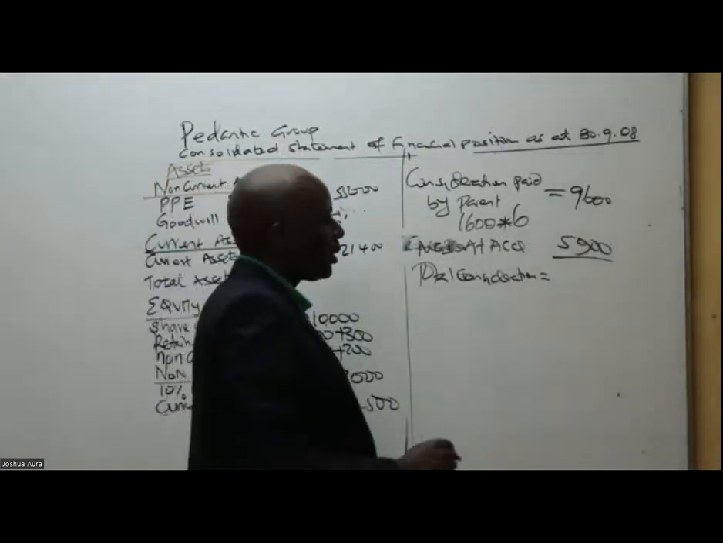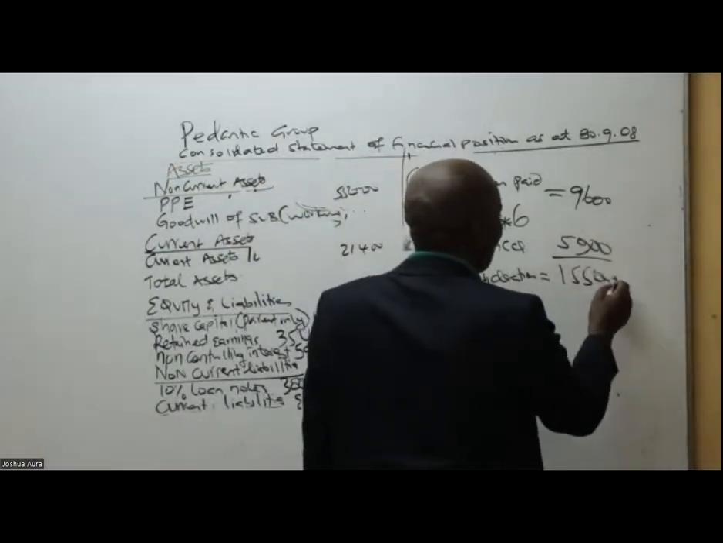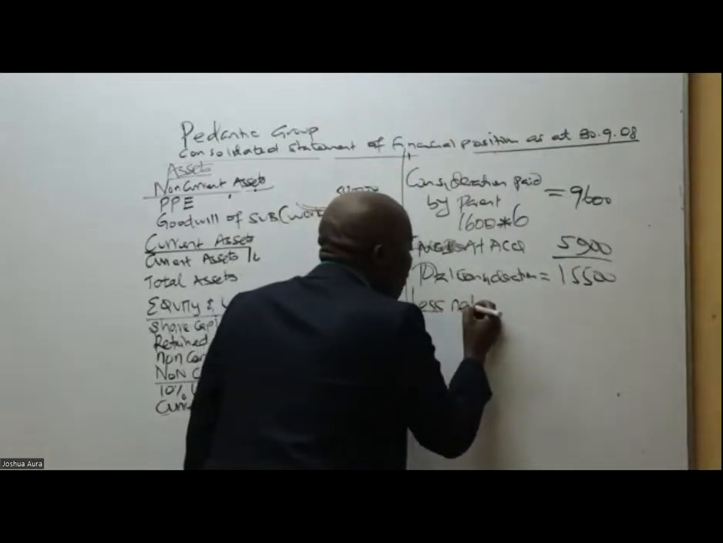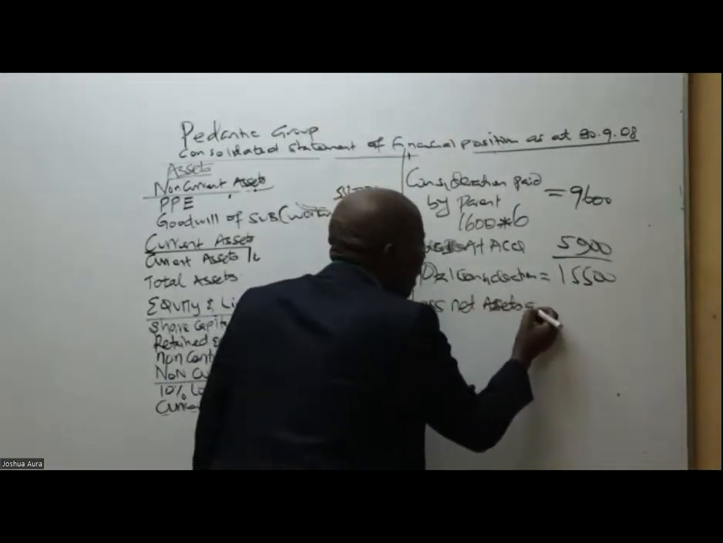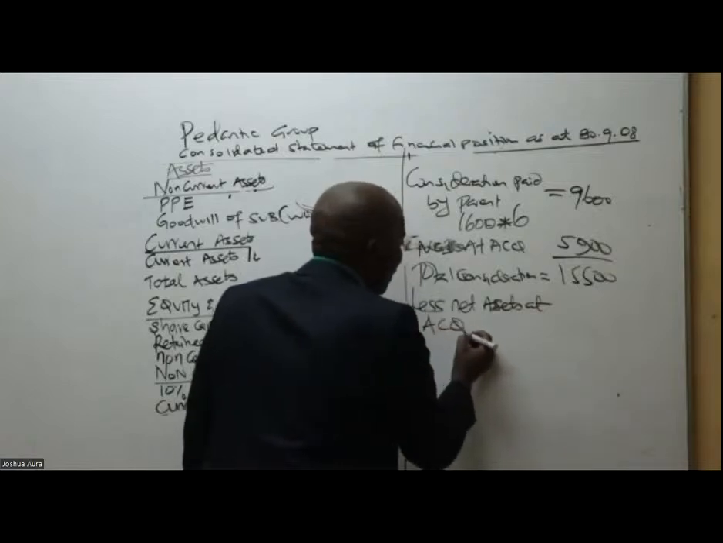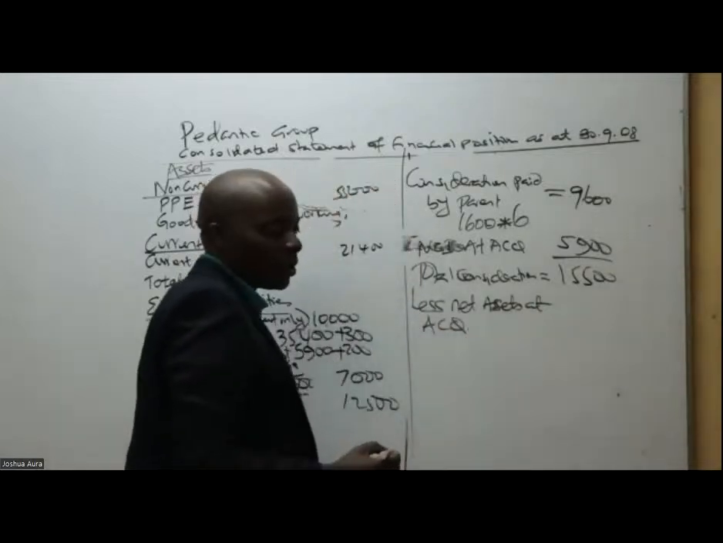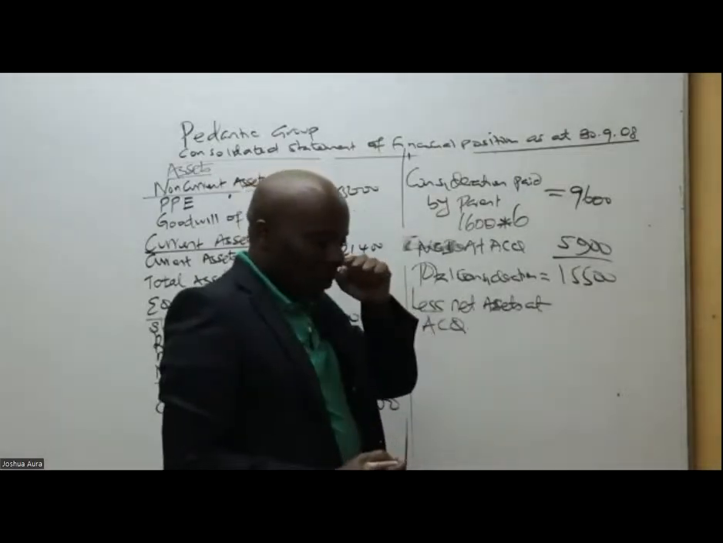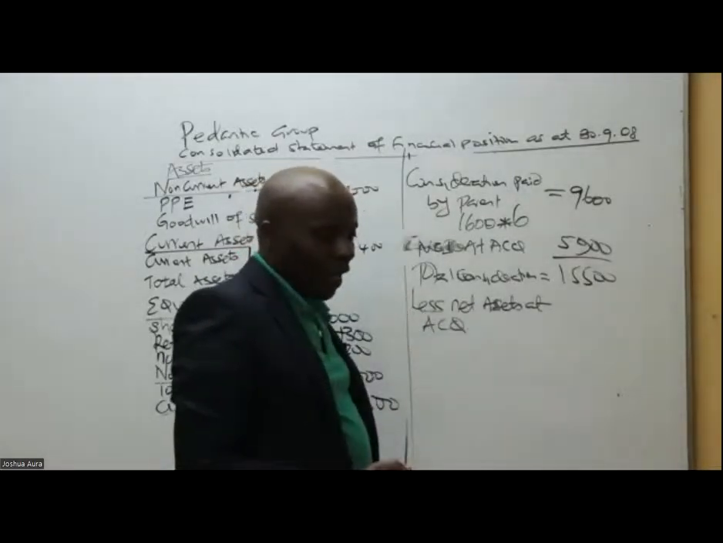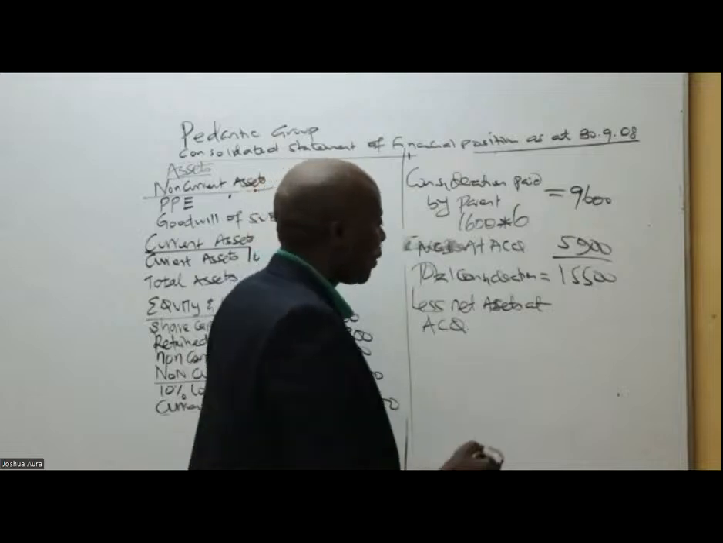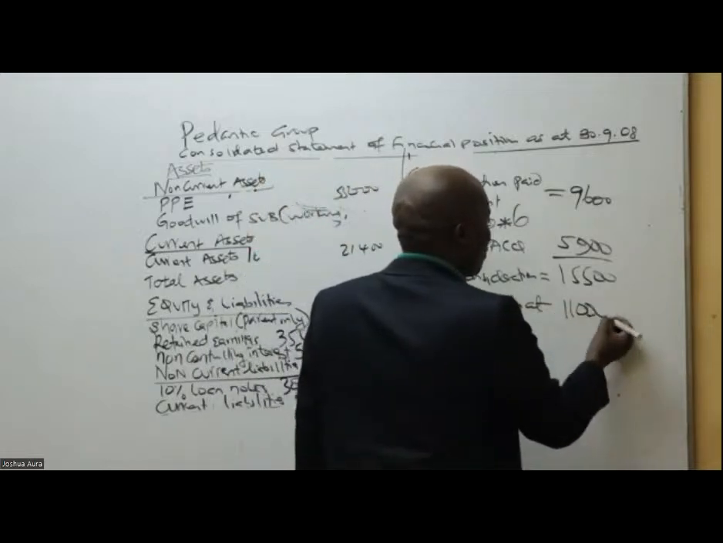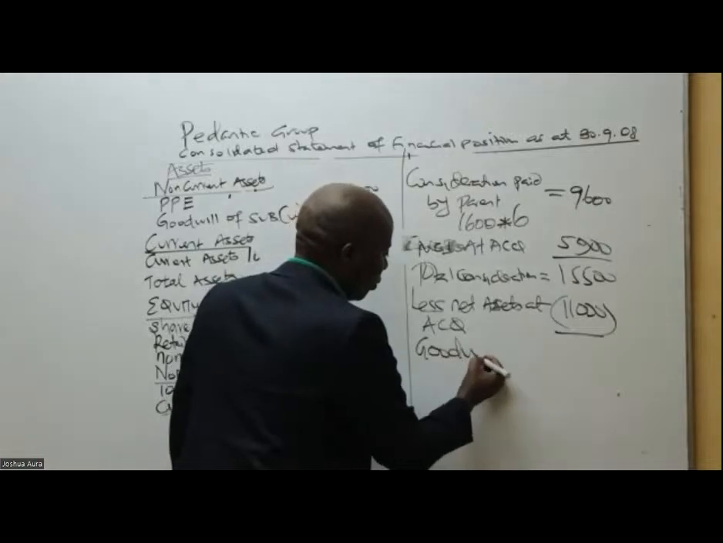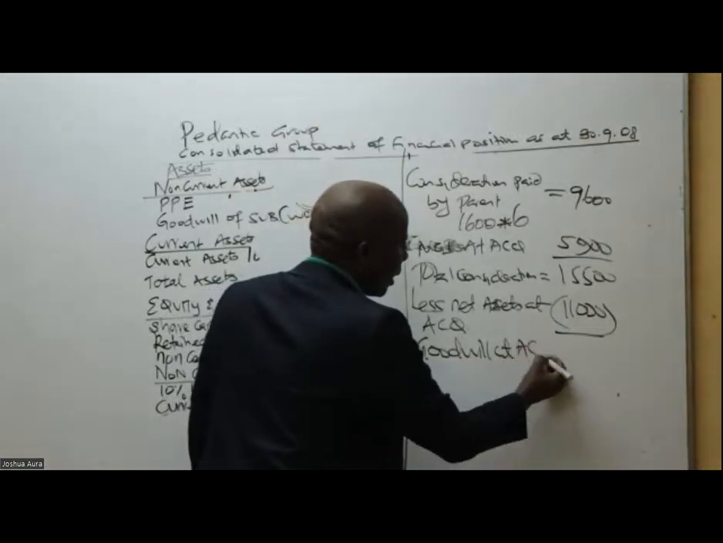15,500. So come on, less net assets at acquisition, which you gave me some figure. Are you able to remember the figure that you gave me? It is 11,000. So when you subtract like this, you are able to get what we call goodwill at acquisition.